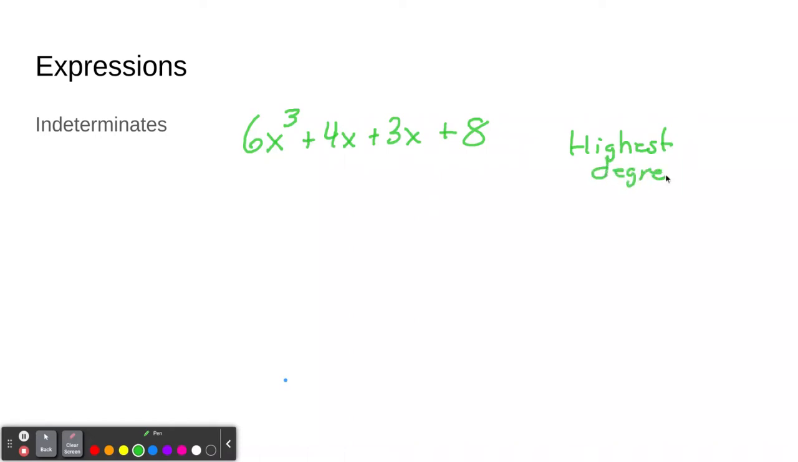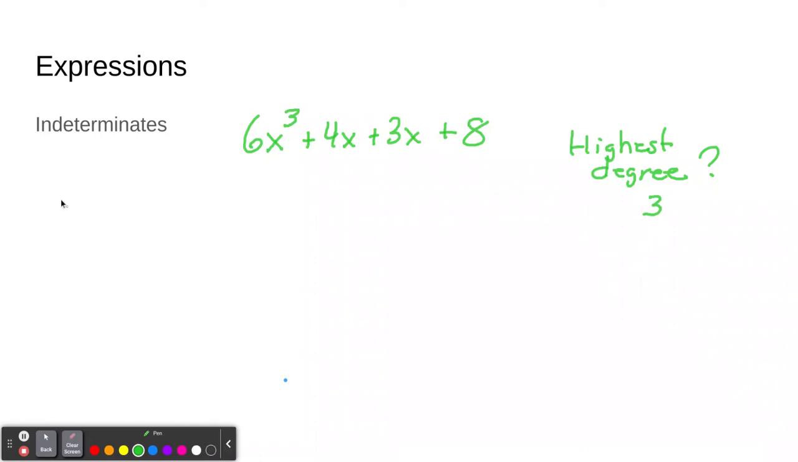And let's use green. Why not? So what if I gave you 6x cubed plus 4x plus 3x plus 8? What is the highest degree? Well, look for the variables, right? We only have x's. And which has the highest power? Well, 3. So the highest degree is 3. This is a third degree polynomial.